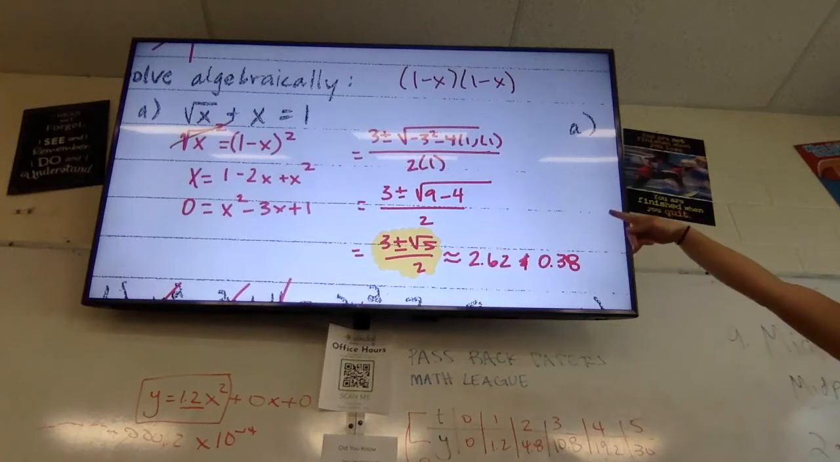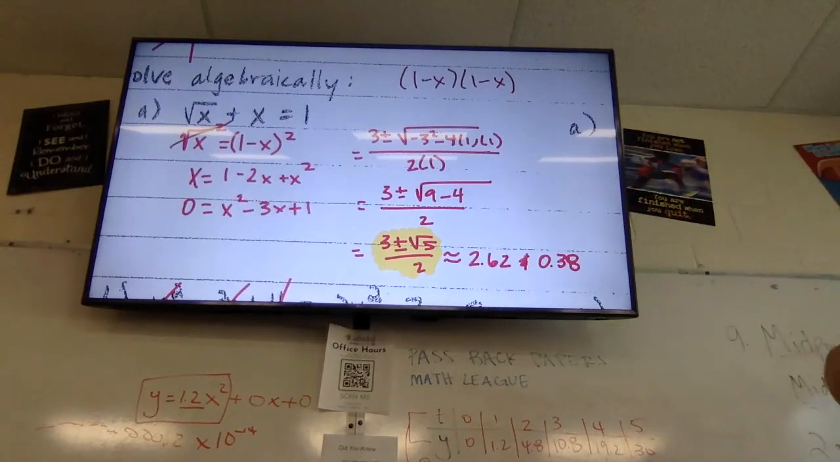Don't forget that if you square 1 minus x, it's not 1 squared and negative x squared. It's that whole binomial 1 minus x squared. So you had to FOIL that out. 1 minus x times 1 minus x. Then once I was able to do that, I moved everything to one side. I could not factor it, so I did quadratic formula.